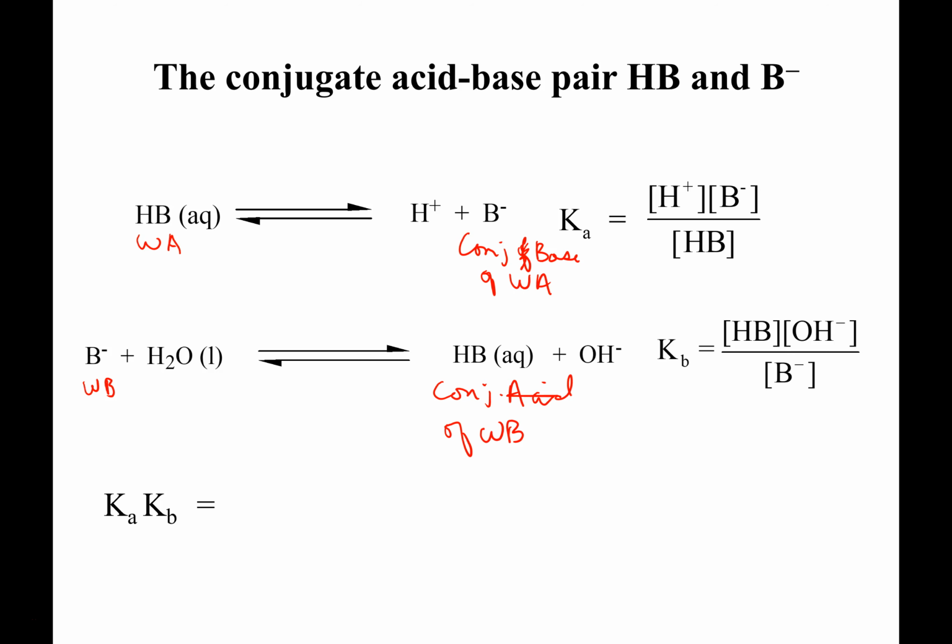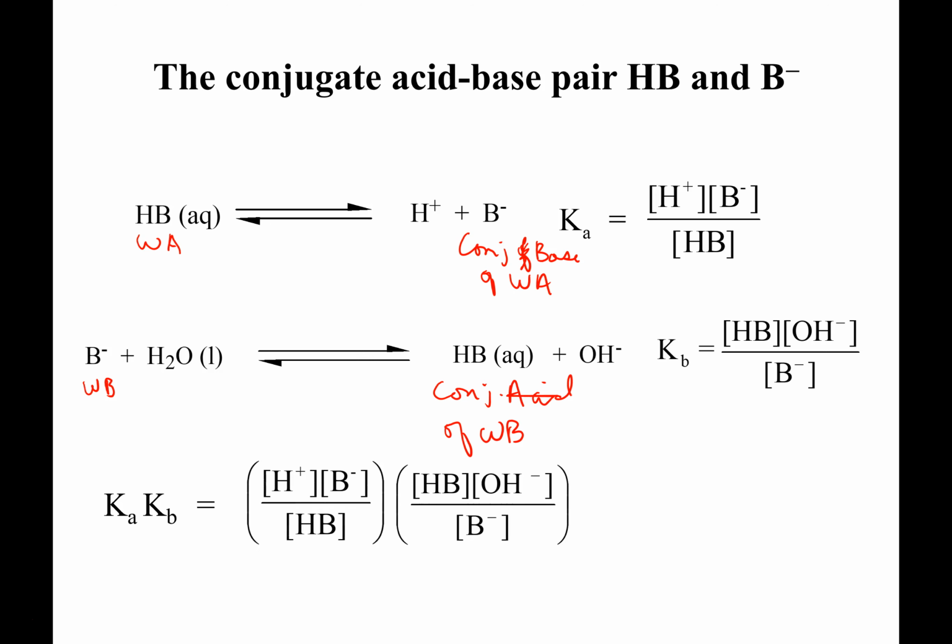So here's the mathematical magic. I'm going to take this quantity times this quantity and see what cancels out. So your B minuses cancel out, your HBs cancel out, and what are we left with? Just the concentration of H plus and OH minus, which we said is Kw. So it's just like a little proof. As long as they are related by a proton, they are a conjugate acid-base pair.